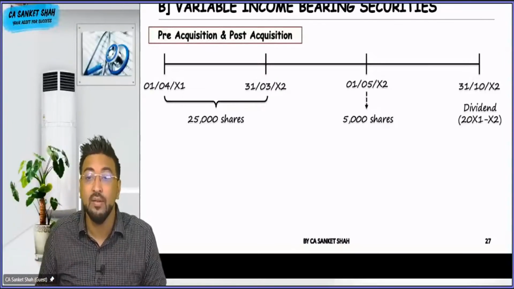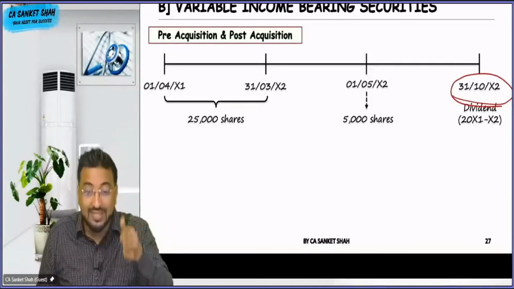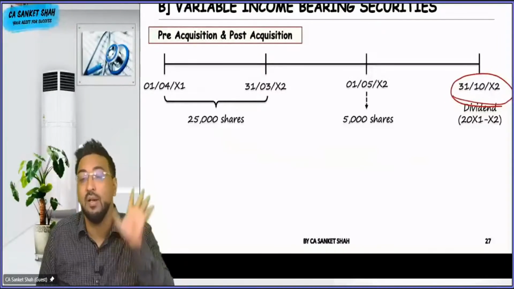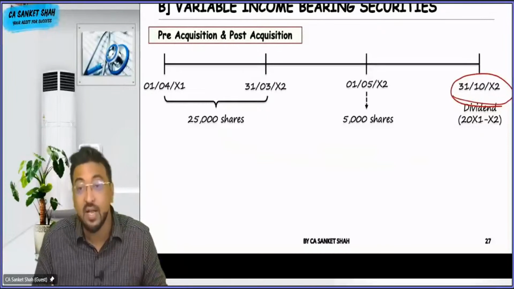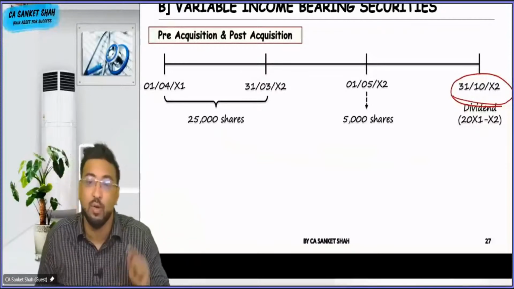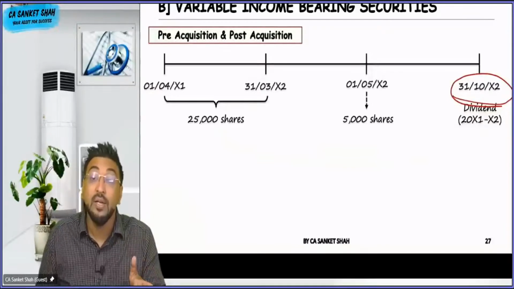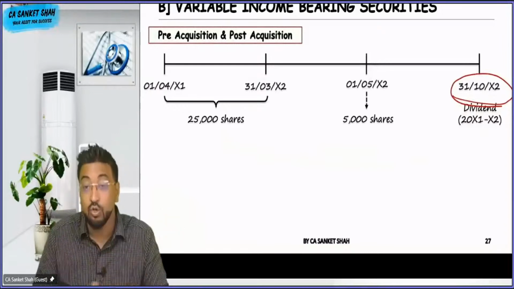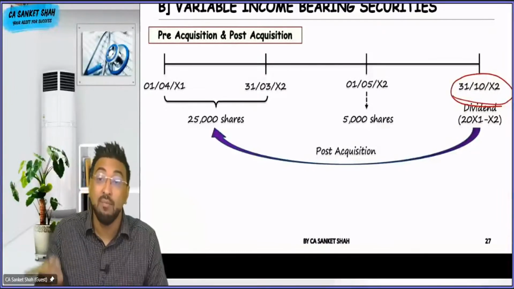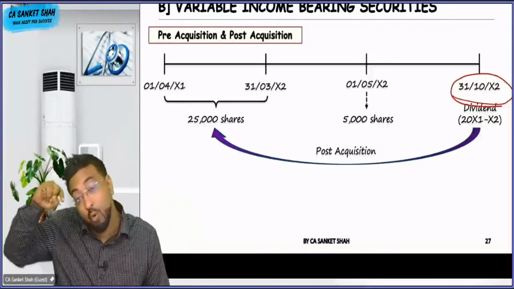Those who are shareholders on the cutoff date will get the dividend. So who will get the dividend? Suppose you declare it on 31st October 2002. Shareholders on 31st October 2002 will get the dividend. So the 5,000 shares are also held on the cutoff date, and for the 25,000 shares also you will get the dividend because you are a shareholder on the cutoff date. But for the 25,000 shares, the dividend is related to last year. I'm the holder from the first day, and the dividend is related to 2001-2.